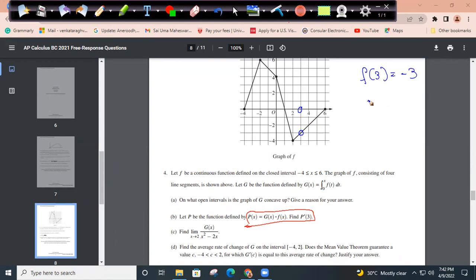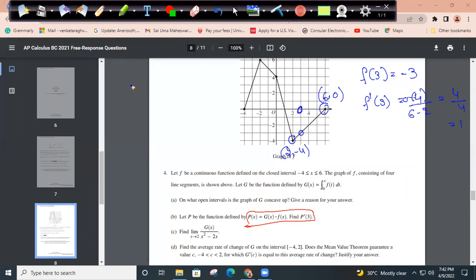Now, I need to find f dash of 3. So 3 lies here, which means the slope of this line. This point is 2 comma minus 4. This point is 6 comma 0. So f dash of 3 is the slope of this line, which is 0 minus minus 4, over 6 minus 2, which is 4 by 4, 1.